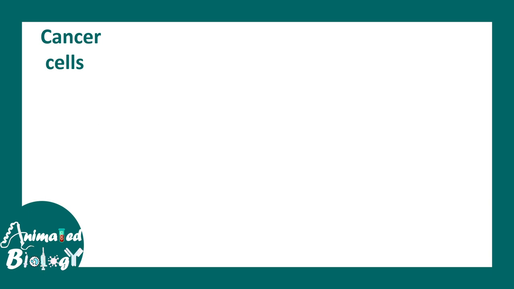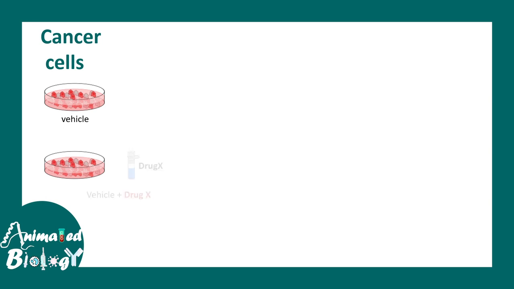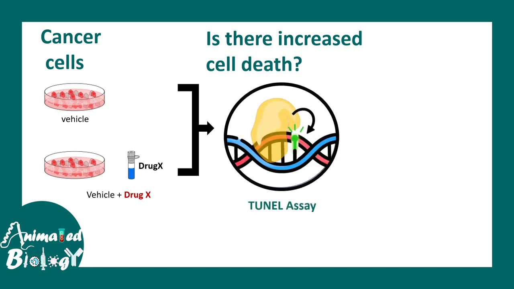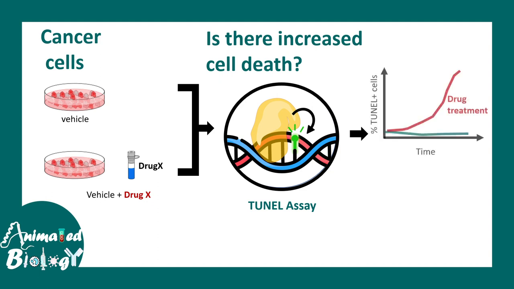Let us try to understand with the help of an example. We have a cancer cell line that we have treated with vehicle, and in another set we have treated with drug X plus vehicle. We wanted to understand whether drug X can fight cancer and kill these cancer cells. In order to understand that, we need an assay for apoptosis or increased cell death. The TUNEL assay could be an appropriate assay. It is quick, easy to perform, and its readout is pretty clean. We have to understand over time how the number of TUNEL positive cells has increased or decreased. If there is an increase in TUNEL positive cells, that would be indicative of more apoptosis.